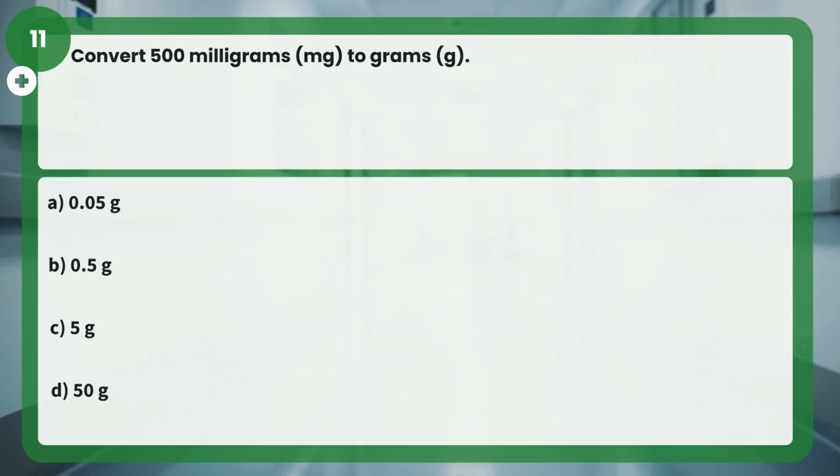Question 11. Convert 500 mg to grams. A. 0.05 g. B. 0.5 g. C. 5 g. D. 50 g.